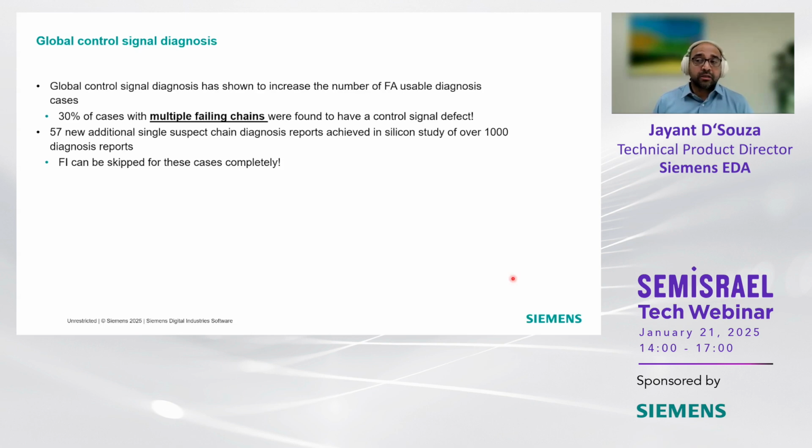Once we deployed this technology, 57 new additional single suspect chain diagnosis reports were achieved from a silicon study of over 1,000 diagnosis reports. So that basically has the impact of being able to skip fault isolation completely for those cases.